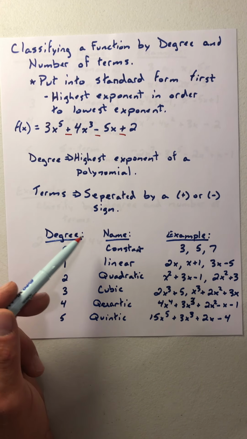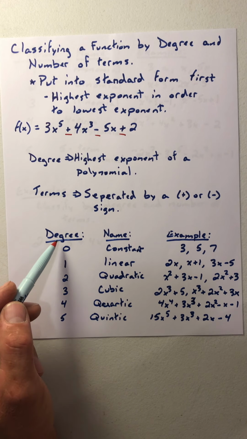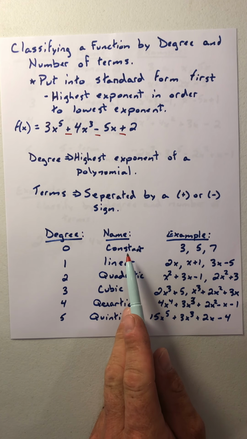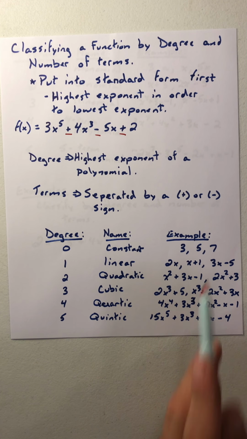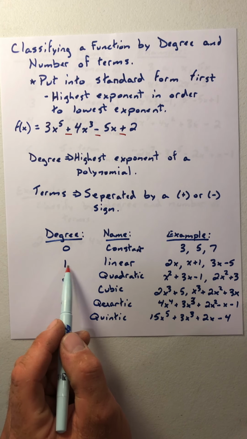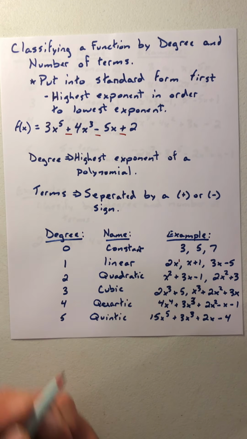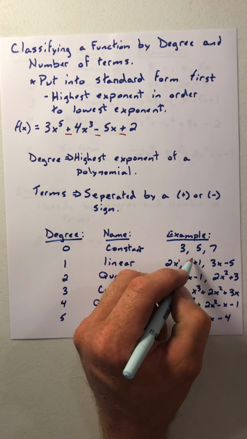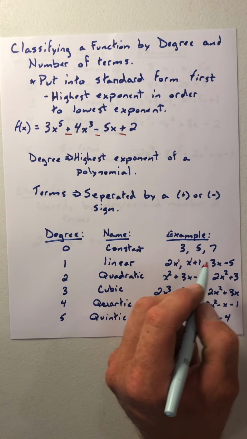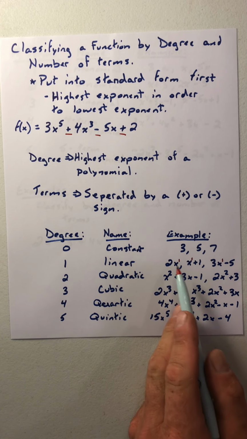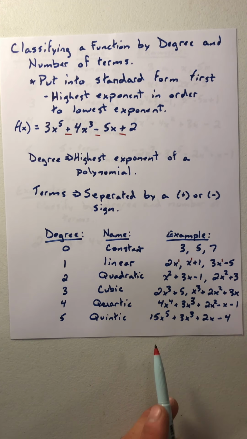So what happens, how do we name them by degree? Well, if our highest degree is 0, so the highest exponent is 0, we call that a constant. 3, 5, 7. So think of your numbers. Any number, all by itself, no variable, is called a constant. Degree of 1 would be a linear. The examples would be 2x. Remember, we can put a 1 for the exponent if there's nothing there. x to the first, or x to the first plus 1, and then 3x to the first minus 5. These are all linear terms because the highest exponent is 1.